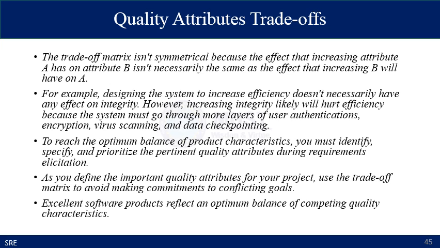To reach the optimum balance of product characteristics, you must identify, specify, and prioritize the pertinent quality attributes during the requirements elicitation phase. As you define the important quality attributes for your product, use the trade-off matrix to avoid making commitments to conflicting goals. Excellent software products reflect an optimum balance of competing quality characteristics.